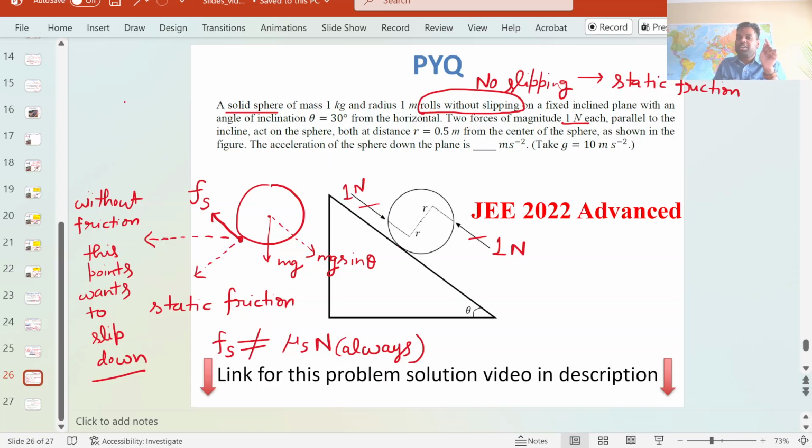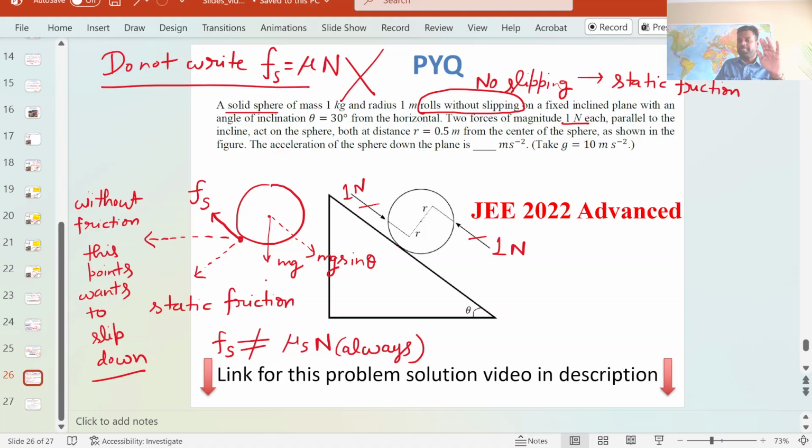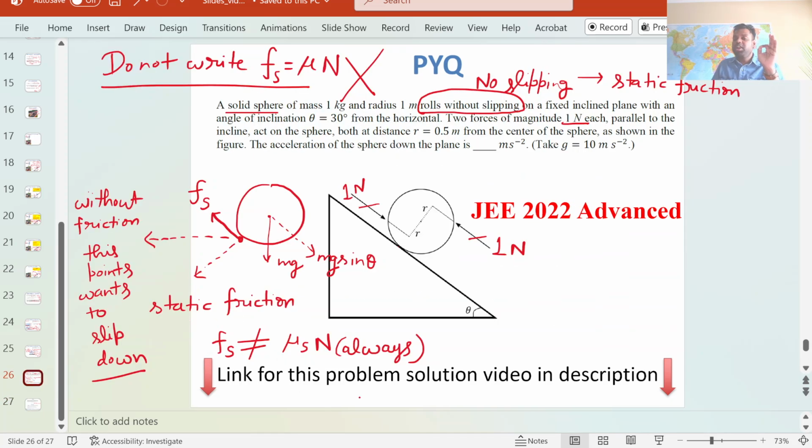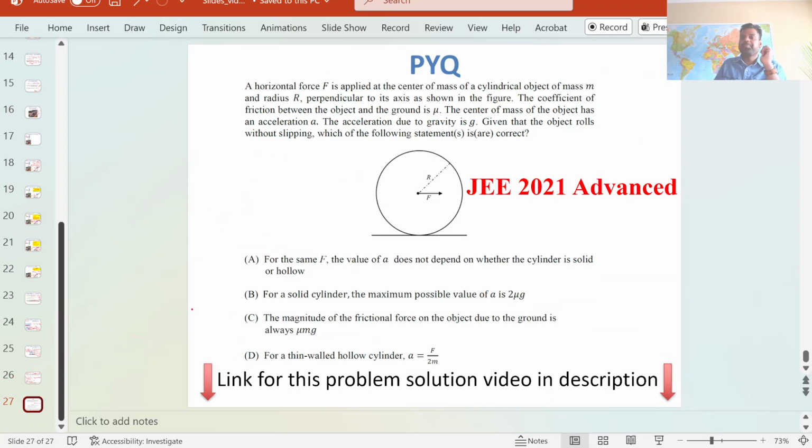So do not write that Fs is mu into n. If you do that, then this problem will be wrong. Okay, so that's what we learned. And you can see the full solution of this problem in my channel. The link is given in the description for this video.